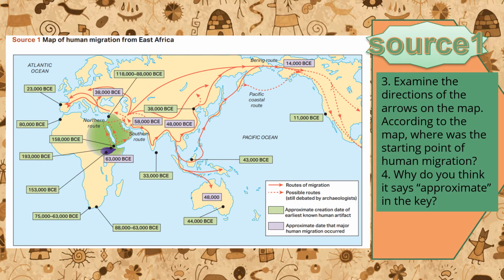Now go ahead and answer questions 3 and 4. Since you've begun analyzing, this one has you go just a little deeper by examining the directions of the arrows on the map. According to the map, where was the starting point of human migration? Ideally, you should be able to figure that out. And why do you think it says approximate on the key?